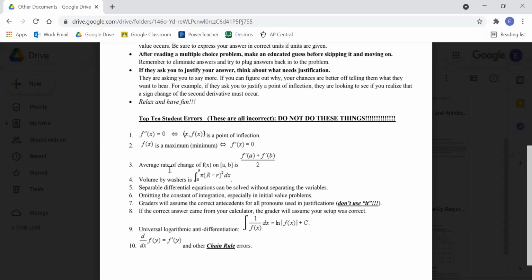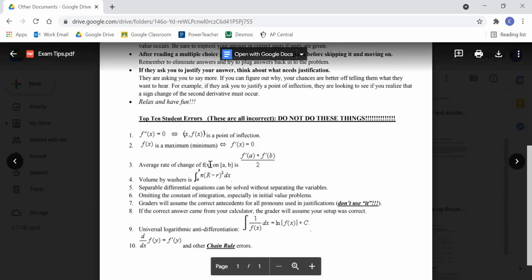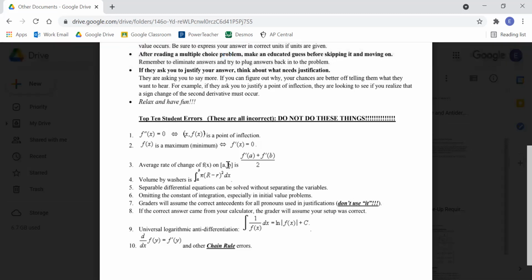And remember the average rate of change, which they might ask you: what's the average rate of change of a function on an interval? Sometimes people like to do the derivative at a plus the derivative at b over 2. No, the average rate of change is just the slope, y2 minus y1 over x2 minus x1. So don't screw that up either.